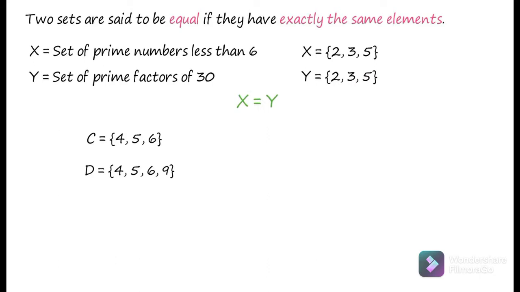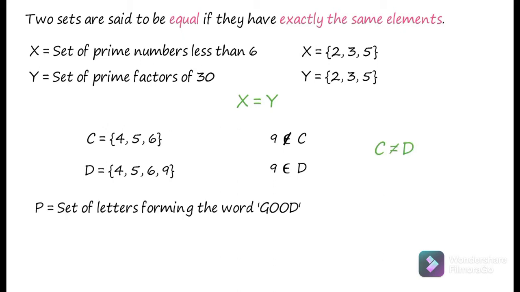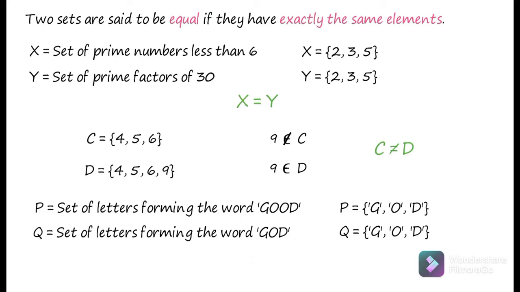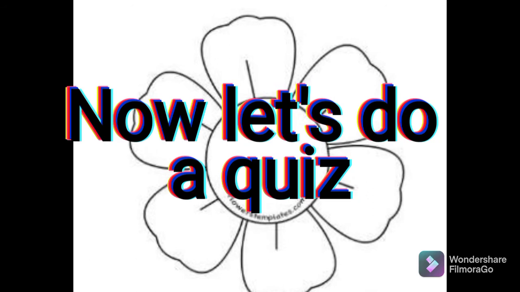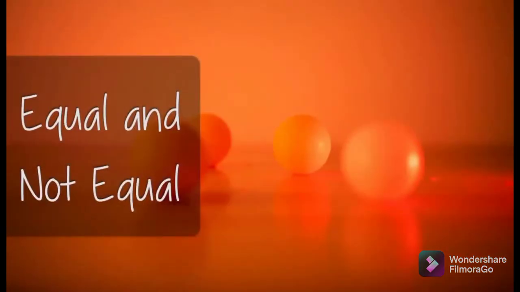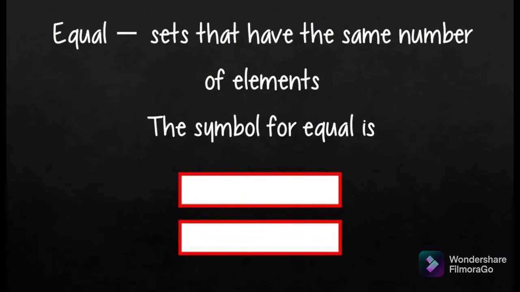Consider sets C and D. We observe that every element of C is an element of D, but 9 belongs to D and it does not belong to C. Therefore, C is not equal to D. Let P be the set of letters forming the word good, and Q be the set of letters forming the word God. Clearly, both the sets have the same members, that are G, O, and D. Therefore, P is equal to Q.